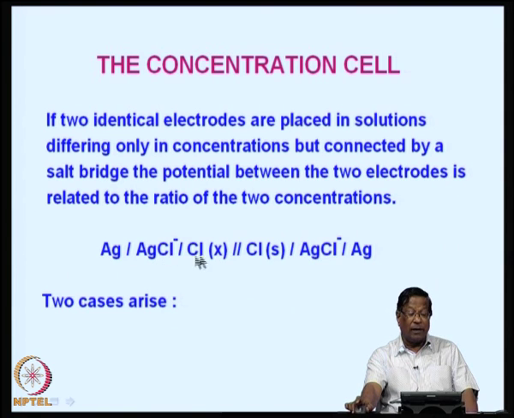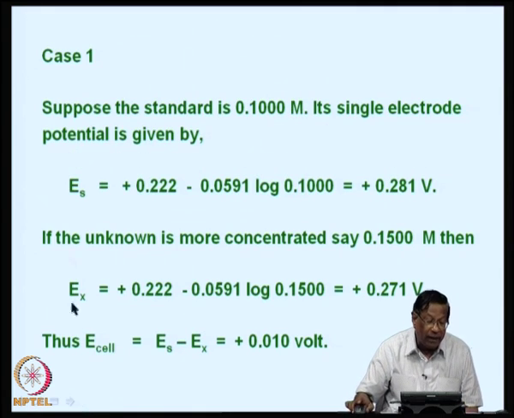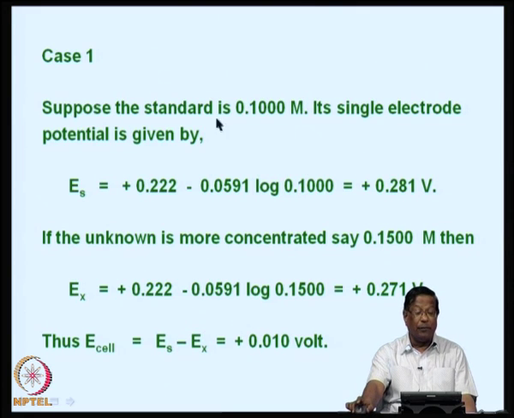So, this is known as junction potential. I have a silver chloride electrode dipped in a chloride solution of unknown concentration x, but it is connected with a salt bridge to another solution containing a known amount of chloride, that is the standard, and another silver chloride electrode has been dipped in that. So, we can look at the system like this. Suppose the standard is 0.100 molar.